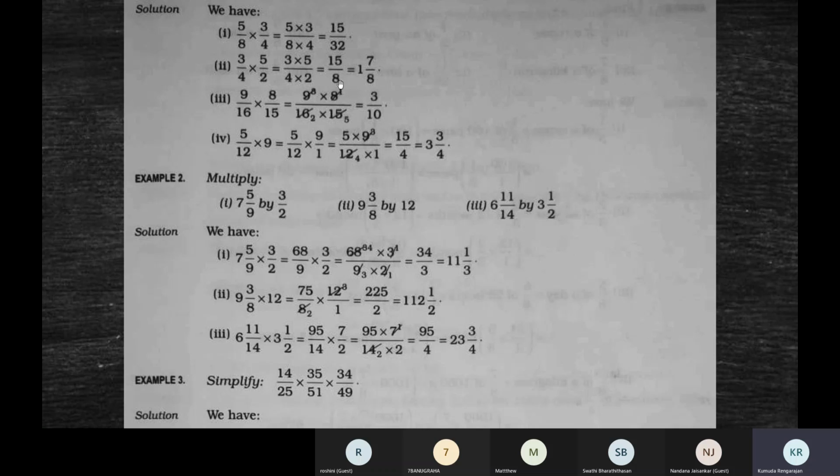So now 15 by 8. 8 comes in the tables of 2, but 15 does not come in the tables of 2. So 15 by 8 is the simplest form. You cannot reduce them further because 15 and 8 don't come in any same tables. But the answer is an improper fraction, so I'll leave it as a mixed fraction.